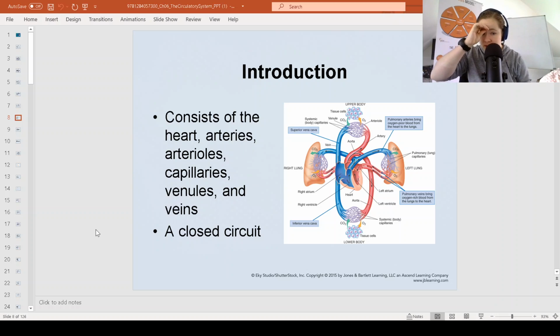In the introduction, this entire diagram consists of the heart, arteries, arterioles, capillaries, venules, and veins, and it is a closed circuit. It shows how everything works and functions, and where it leads to and where it takes blood out of.